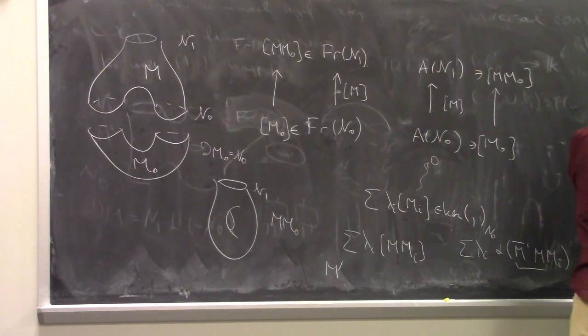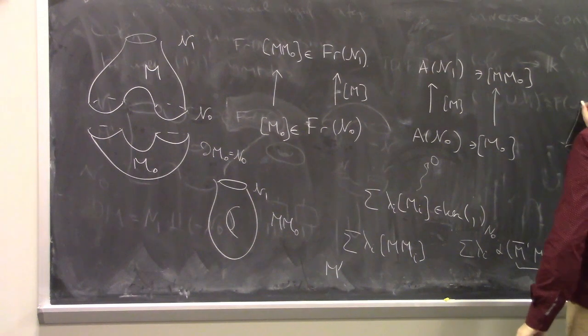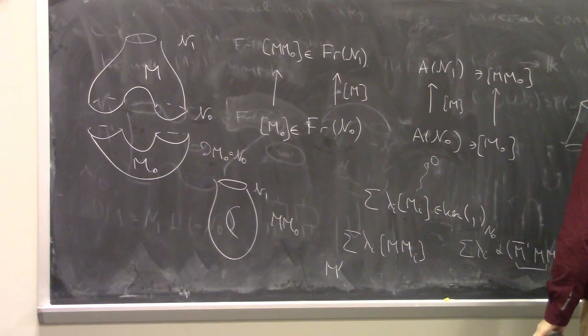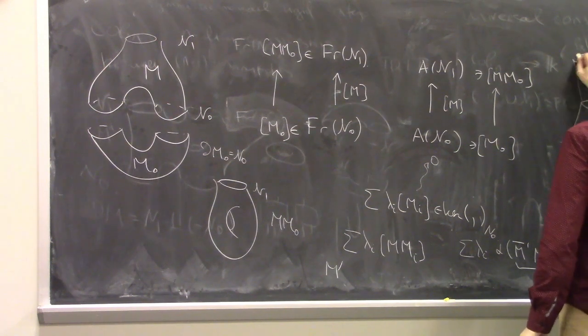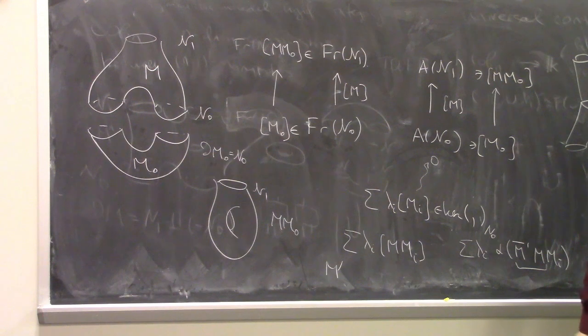And also composition goes to composition. So if you have one cobordism M from N0 to N1, and then another cobordism M prime from N1 to N2, you have state spaces A(N0), A(N1) and A(N2), and we have induced maps, bracket of M, bracket of M prime, and bracket of M prime M. And this is a commutative diagram, so concatenation of cobordisms corresponds to composition of maps. So this map is equal to bracket of M prime M.